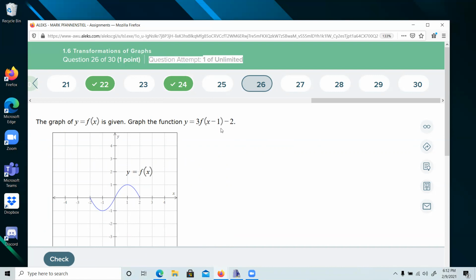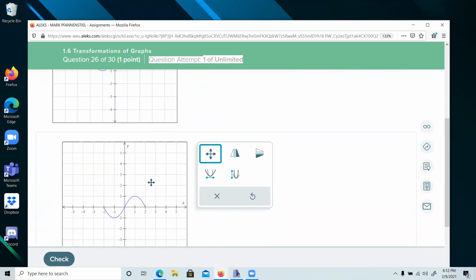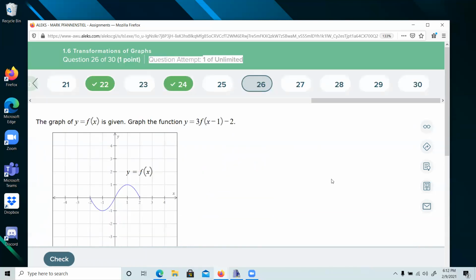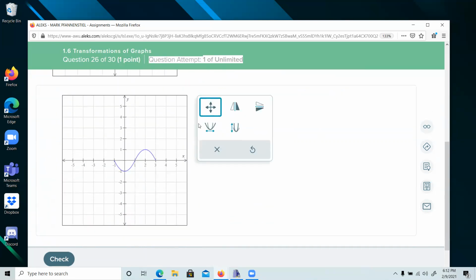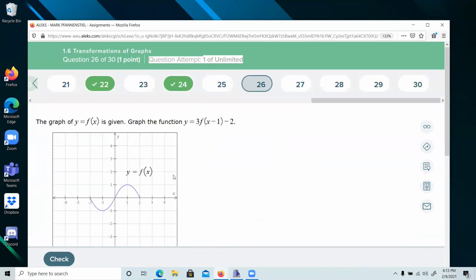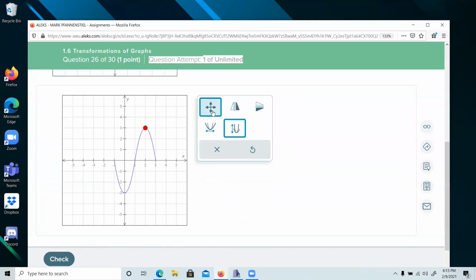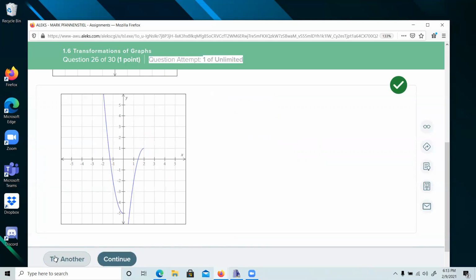So x minus 1, that's going to be movement horizontal 1 to the right. And we have a stretch of 3, factor of 3. So we're going to hit that. Notice we're at 2, 1, right? If I'm going to multiply this by 3, then I'm going to be up here. 1, 2, 3. And then finally, we're going to subtract 2. We're just going to move this whole graph down. 1, 2. All right. And there we go.